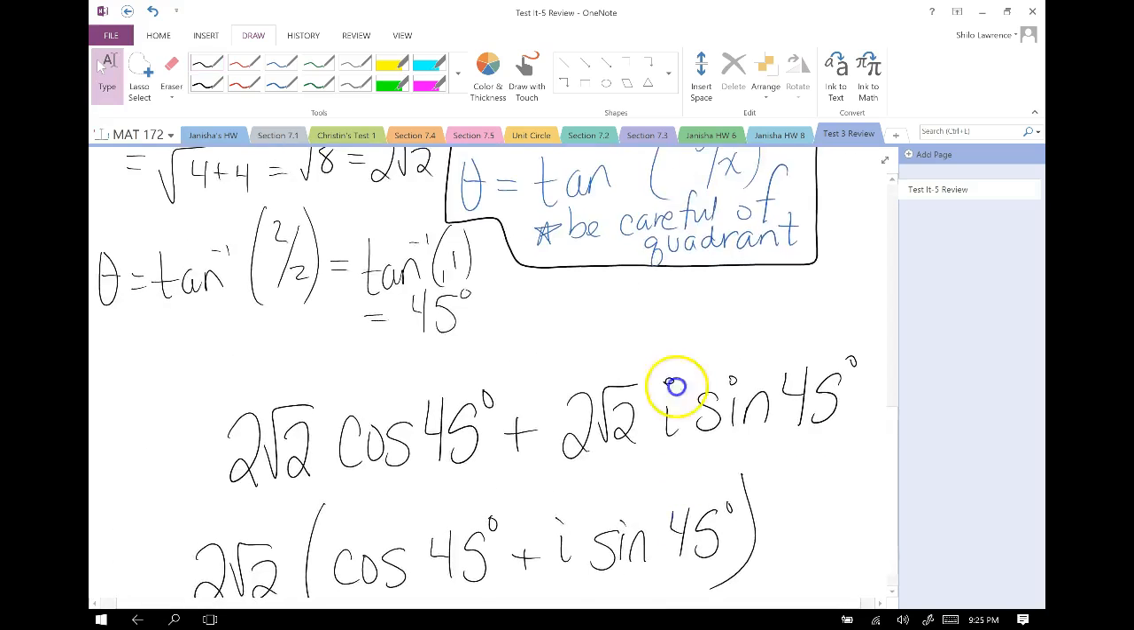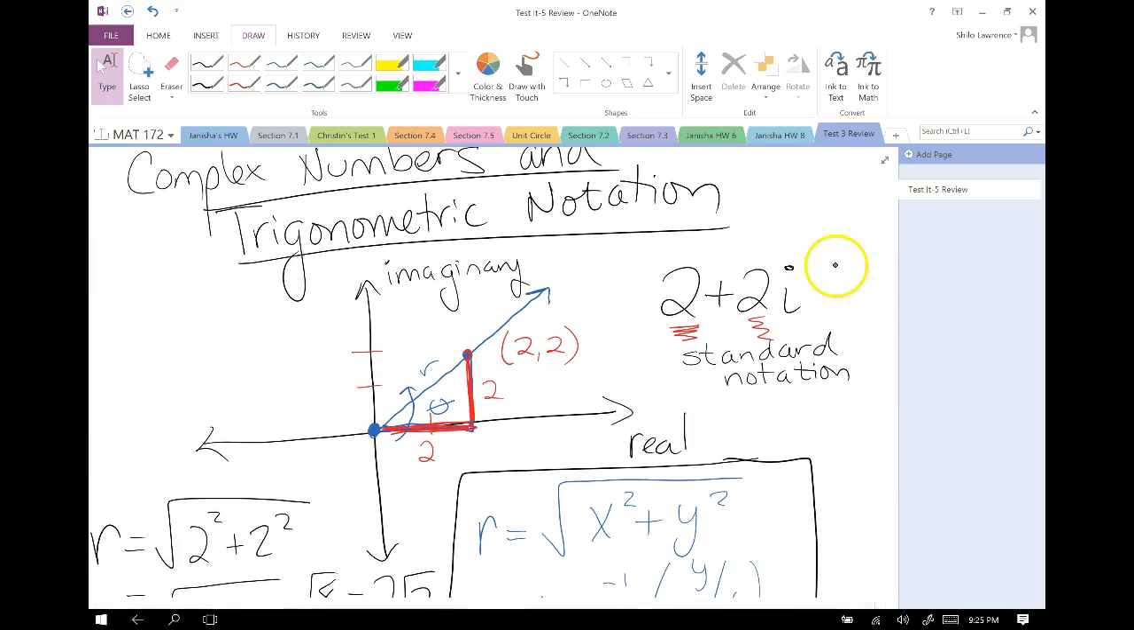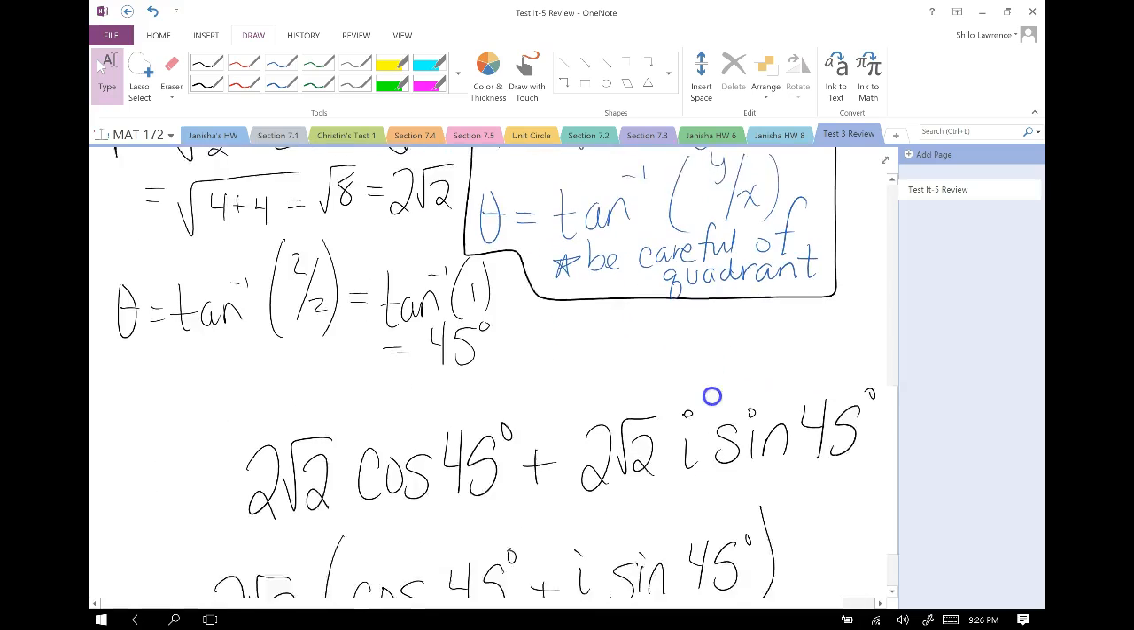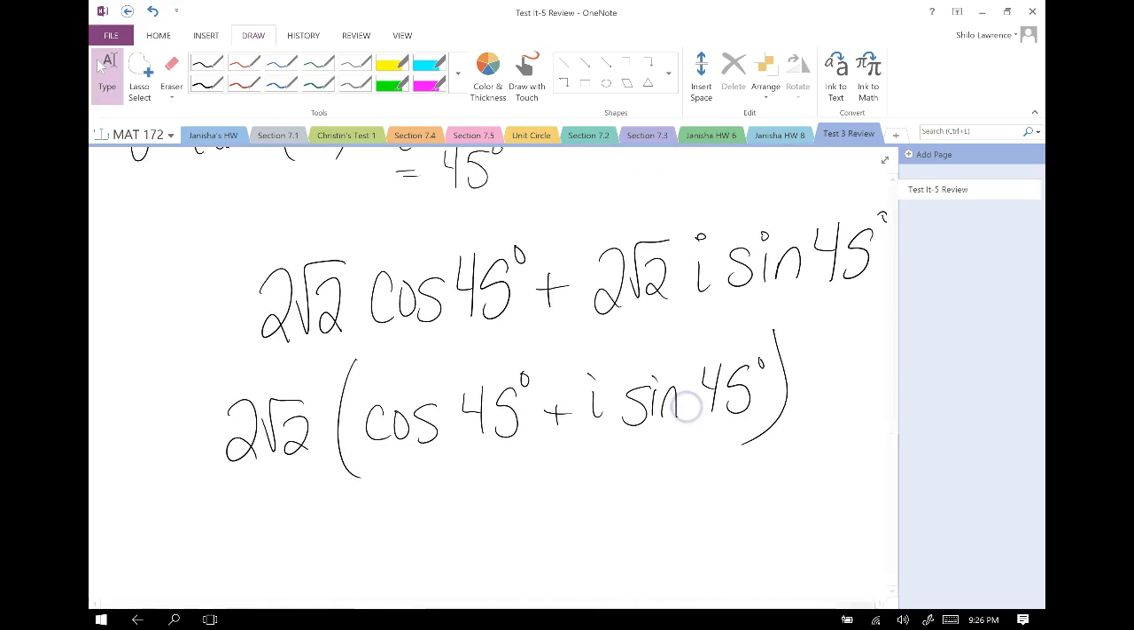So this is how to take a complex number that's in standard notation and turn it into trigonometric notation. You've got to find the r value and the theta value and then write it in this format. It's always r cosine theta plus ri sine theta. Once you know your r and your theta, you just write it out in that format. And again, sometimes they just write the r where it's not distributed. It's in the front with parentheses.